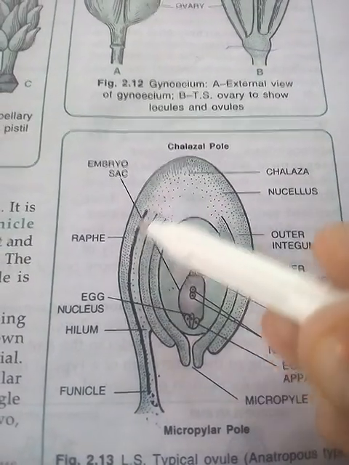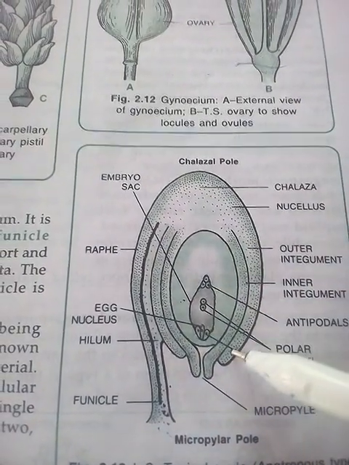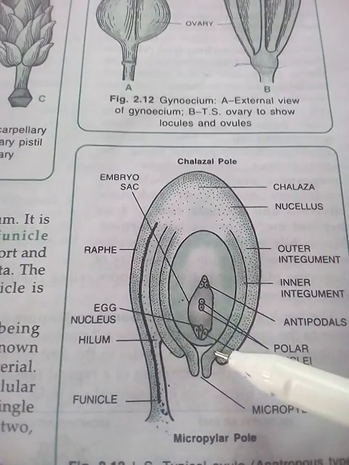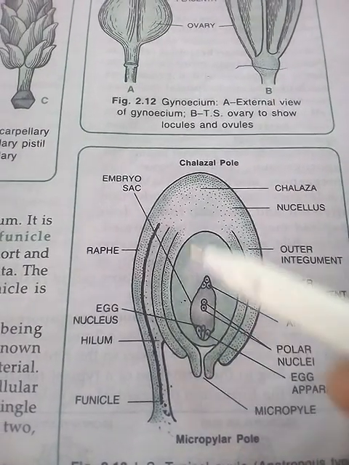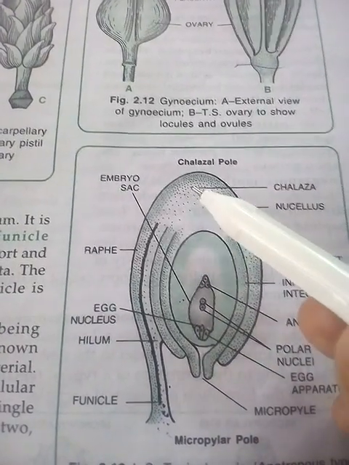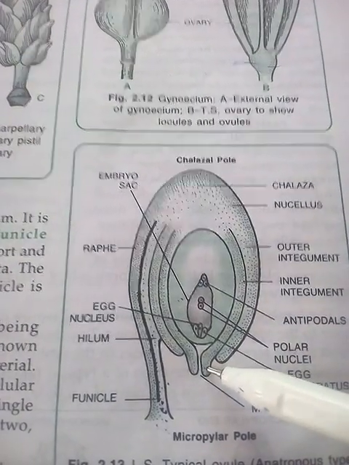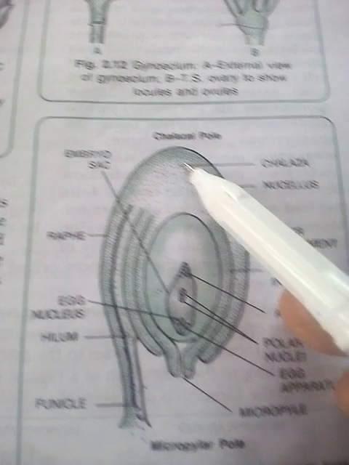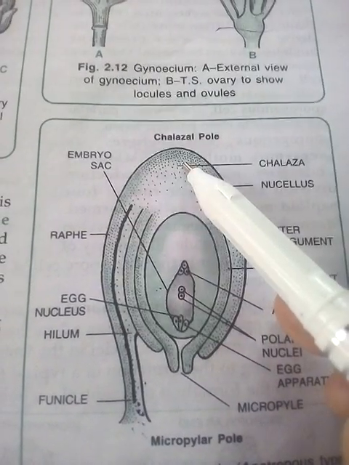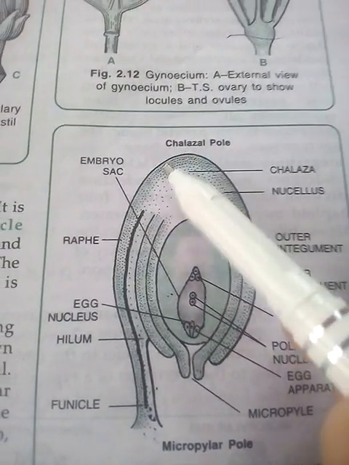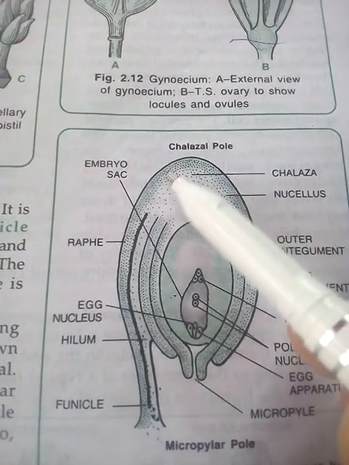Next, this is the entire megasporangium, and it is inverted in position, so this is the anterior part and this is the posterior part. It is the basal part of the ovary, and this is the frontal part of the ovary. The basal part of the ovary is known as chalaza, or chalazal pole, right? It is the basal part of the ovary.